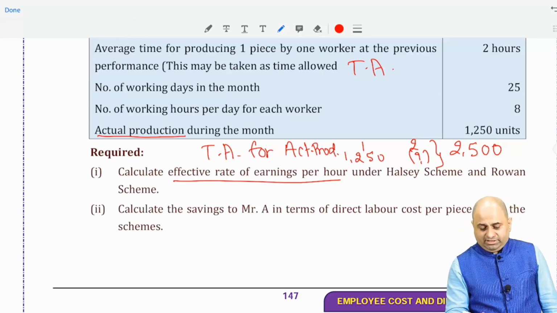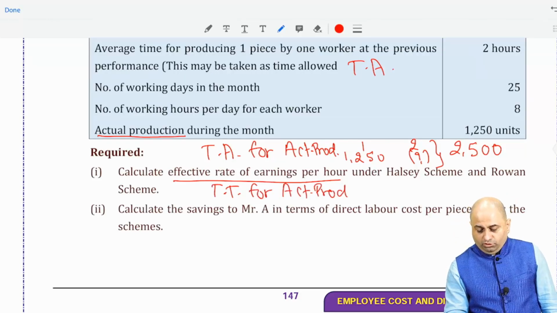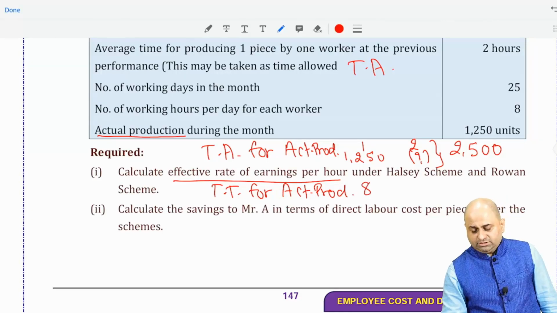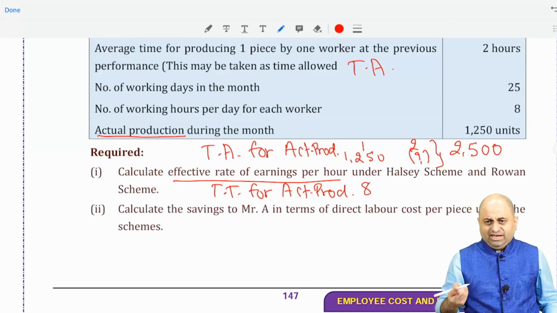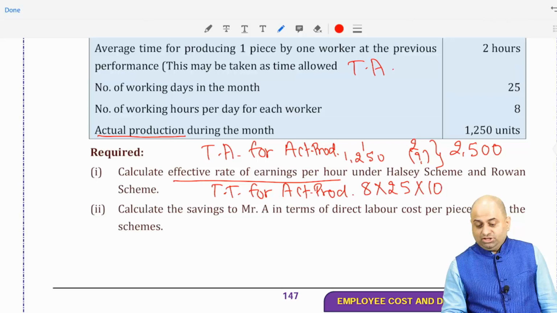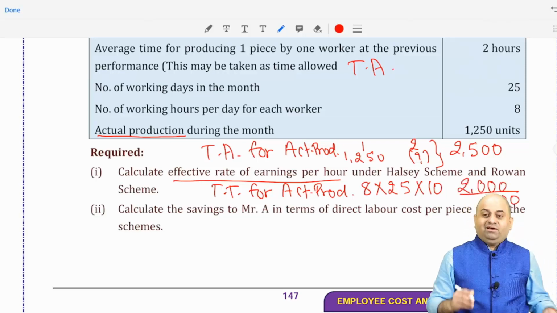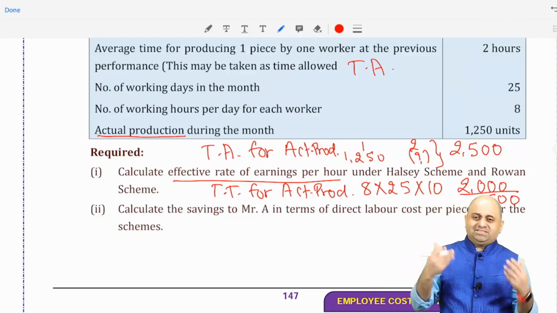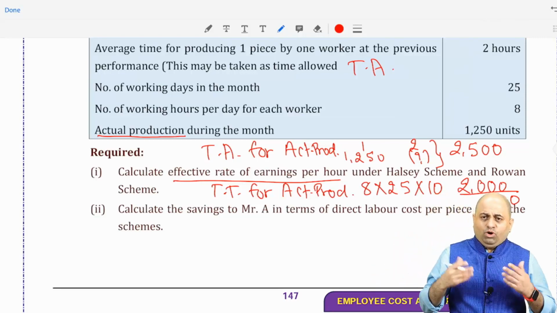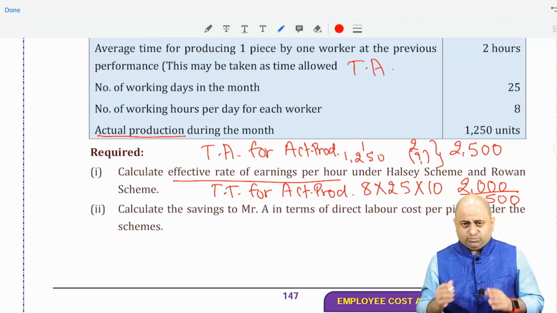That you compare with the time taken for actual production. So now what you are told, individual worker works for 8 hours a day. So 8 into 25, because 25 days a month, and then 10 workers, this used to come to 2000. Time saved is 500. Now you can calculate whatever you want, Halsey, Rowan, doesn't matter. Whatever you want you can calculate, no trouble whatsoever. This is what was required in this particular problem.